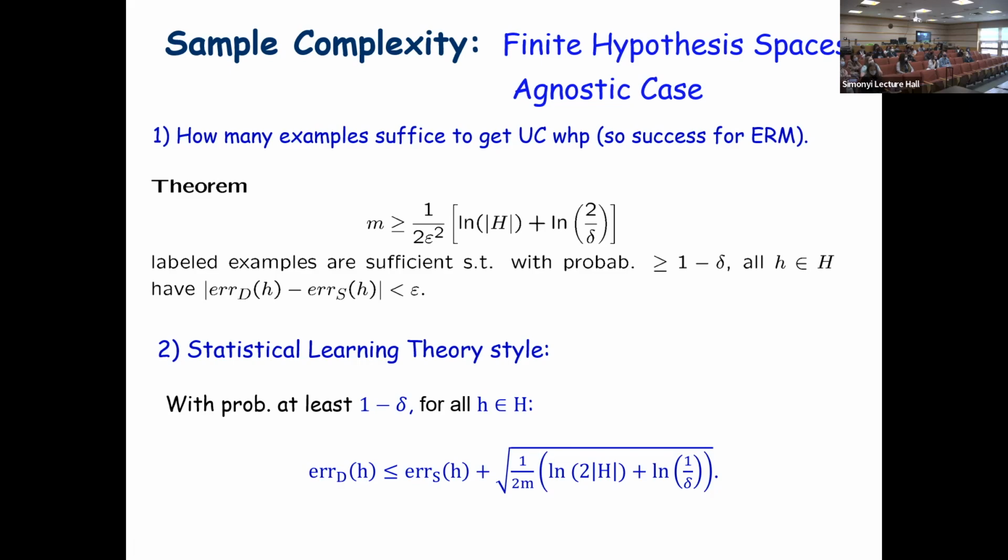Thank you. Is there a weaker assumption that you can make so that you get a 1 over epsilon for the agnostic case?